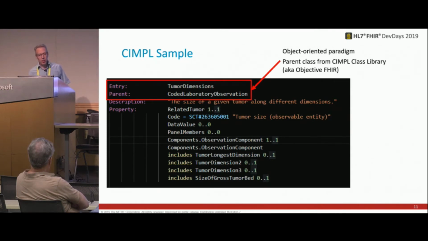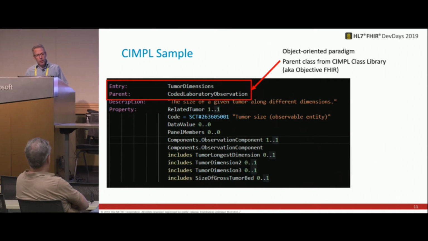So the first two lines, you're defining this new thing, tumor dimensions. Its parent is going to be a coded laboratory observation. And the mere fact it has a parent is kind of interesting because it tells you that CIMPL is an object-oriented framework. So you could inherit from classes and build on these classes. In this case, there's a built-in class that comes with CIMPL called Coded Laboratory Observation, which is like an observation, but it has certain constraints that tell you that the result is going to be coded.